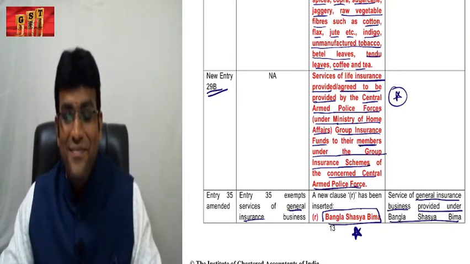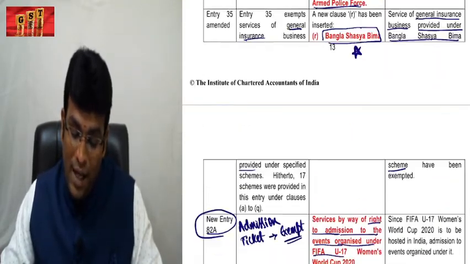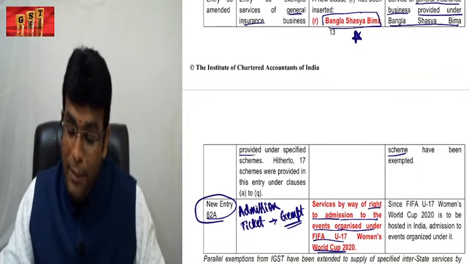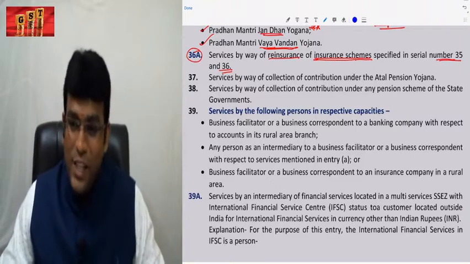Clear? Done, my dear friends. And already I told you about Bangla Sasya Bima. Admission ticket already covered. That's it. With this, amendments related to exemptions are also discussed with you. Clear, friends? Let's move to the next point. Come on.